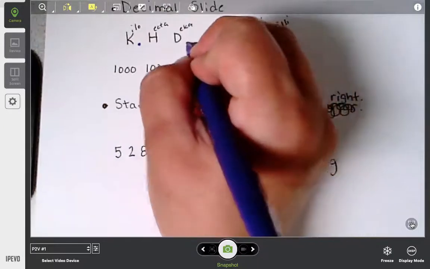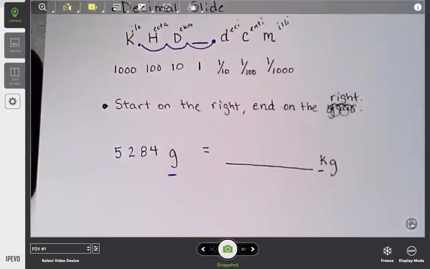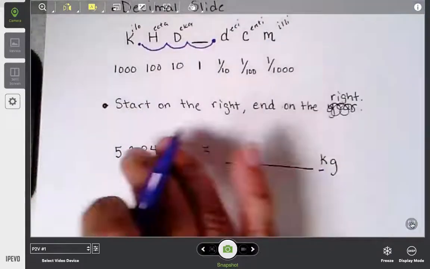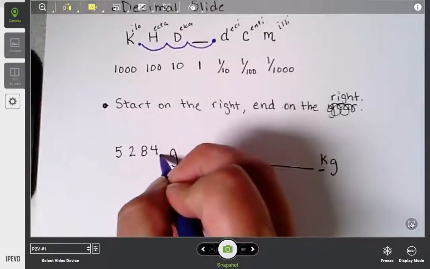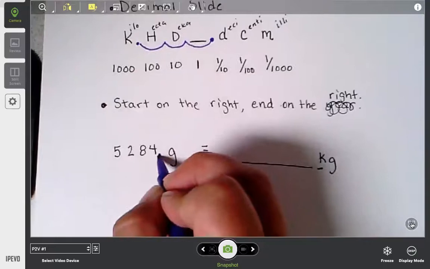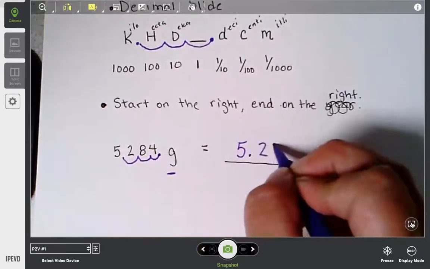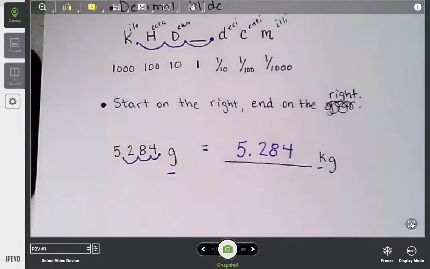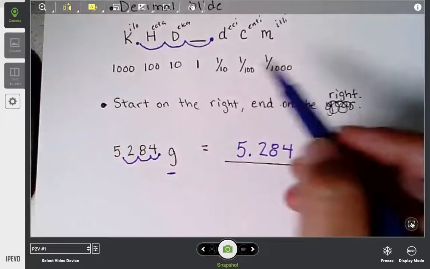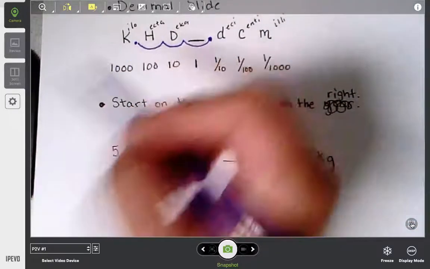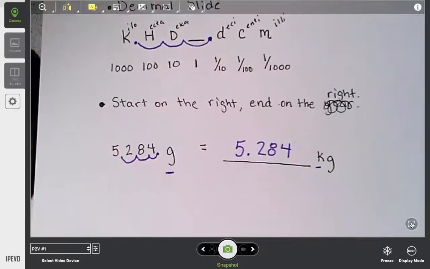So I'm going to go 1, 2, 3 places to the left. Whatever you do in the saying up here, the letter part, you have to do down here at the bottom. So my decimal is understood to be right here. Now I'm going to move it 3 places to the left. 1, 2, 3. And my answer, 5.284 kilograms. That's it. All you have to do is move the decimal to the left, because to go from grams to kilograms, I moved to the left. And I did it in 3 spaces.